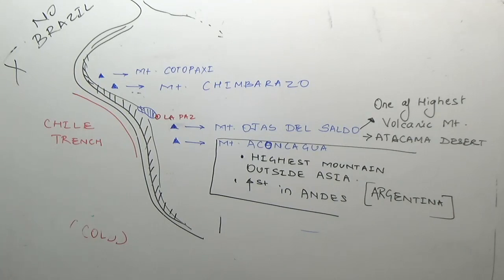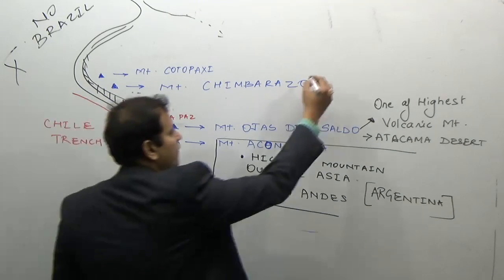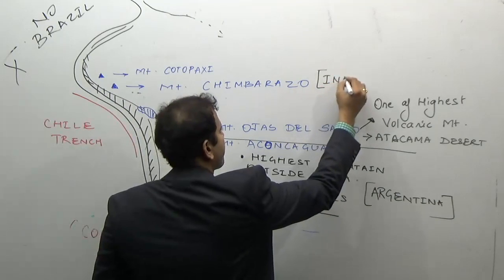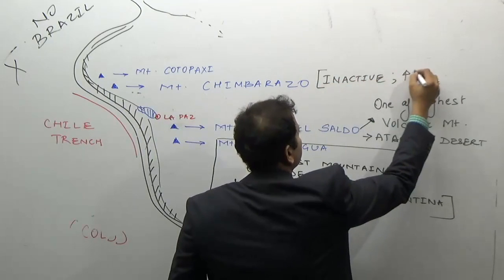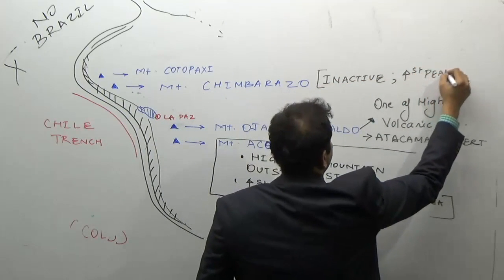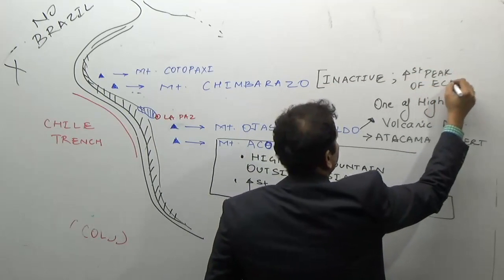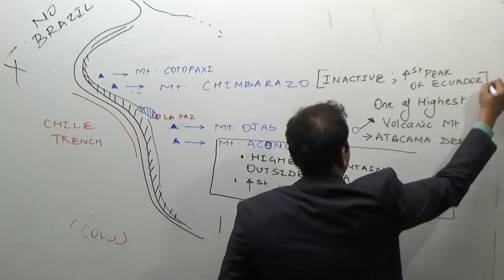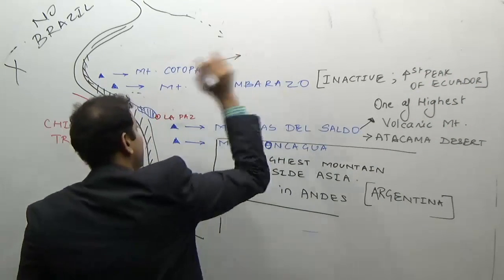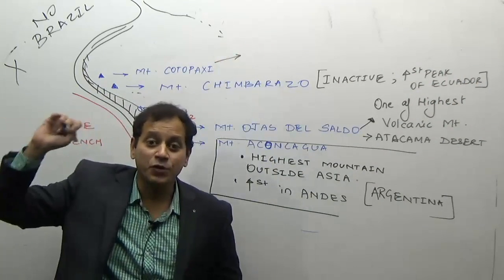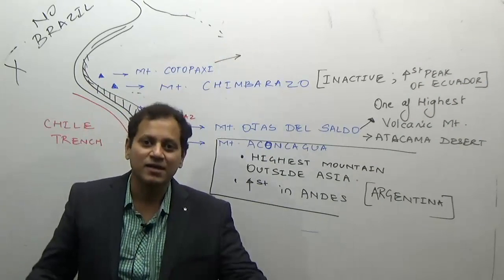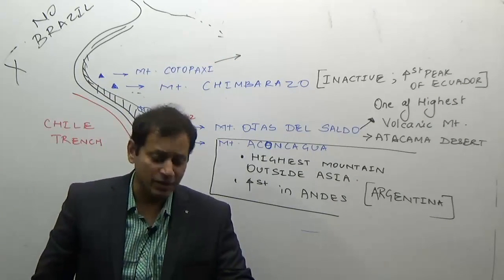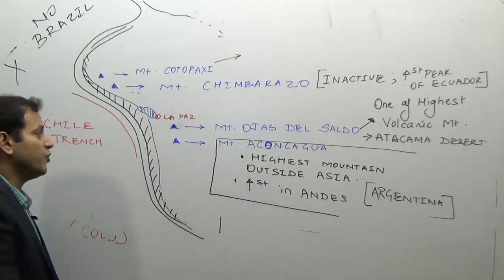Now Mount Cotopaxi. Before that, Mount Chimborazo. It is an example of an inactive volcano, and it is the highest mountain of Ecuador. While Mount Cotopaxi is considered one of the highest active volcanic mountains in the world. It is considered so because of recent findings, but you don't have to worry about those recent findings. You remember, it is the highest active volcanic mountain in the world.